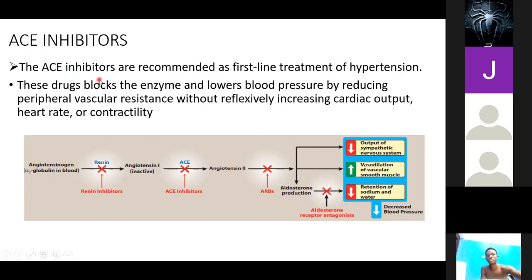Okay, so the ACE inhibitors, and you know what ACE means, angiotensin converting enzyme. So these inhibitors are designed to block the activity of angiotensin converting enzyme, which converts angiotensin 1 to angiotensin 2. Okay, and we have ARB, which is the angiotensin 2 receptor blockers. And you know what kind of drugs we give.